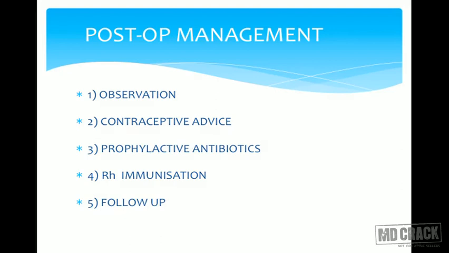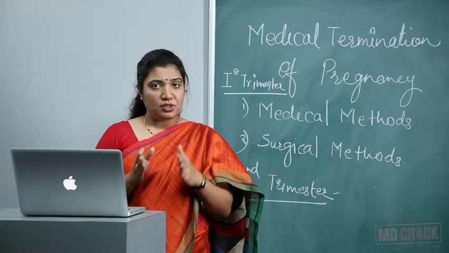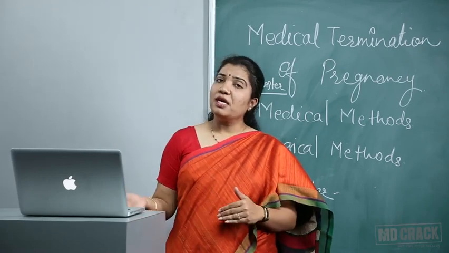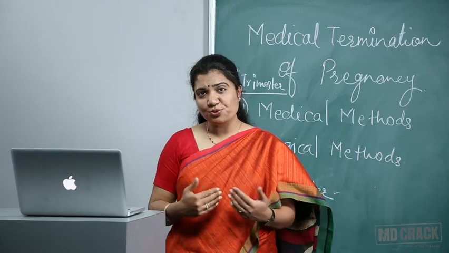Then we can insert a copper T if required or go ahead with tubectomy. In the post-abortal phase, observation is a must. Contraception advice we have already done. Prophylactic antibiotics should be given. If she is Rh negative, then give anti-D, and follow up the patient after the next menstruation. So this completes suction evacuation. We'll stop here, and then we'll see dilatation and evacuation and the difference between these two procedures.